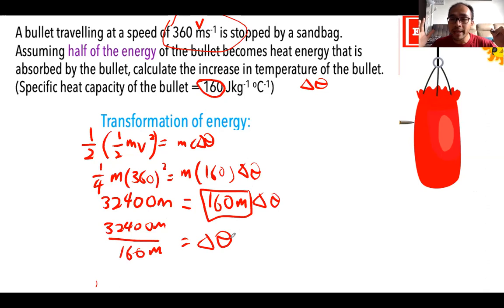So 32400 m equals to 160 m delta theta. Remember, we want to calculate delta theta. So we bring the 160 m across. 32400 m over 160 m equals to delta theta. And this is where the magic happens, people. Because it's m divided by m, therefore we can cut. Yay! So totally no problem, don't worry about m. Most likely you are able to cut it off.